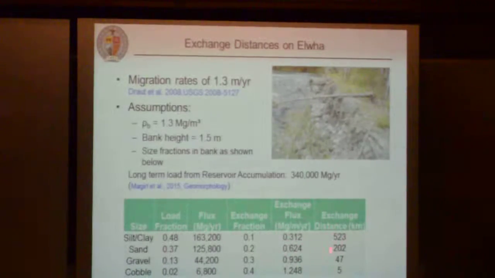When you do that, you get exchange distances that are strongly dependent on sediment size, just like we started with. So the fines have a very long exchange distance, but the cobbles, again, 5 kilometers or so.